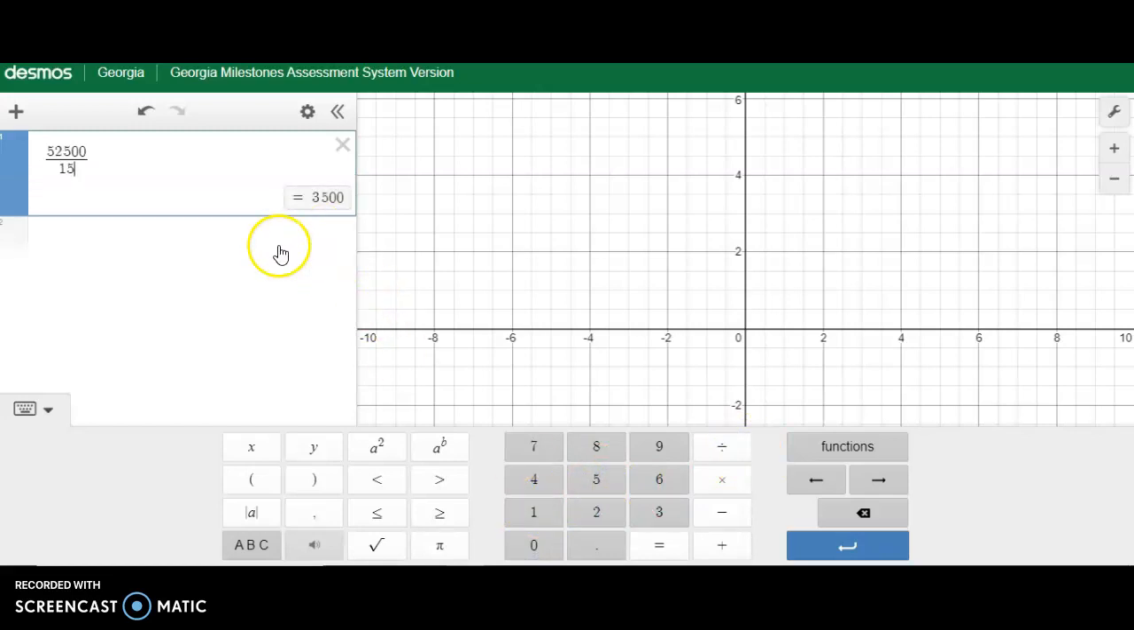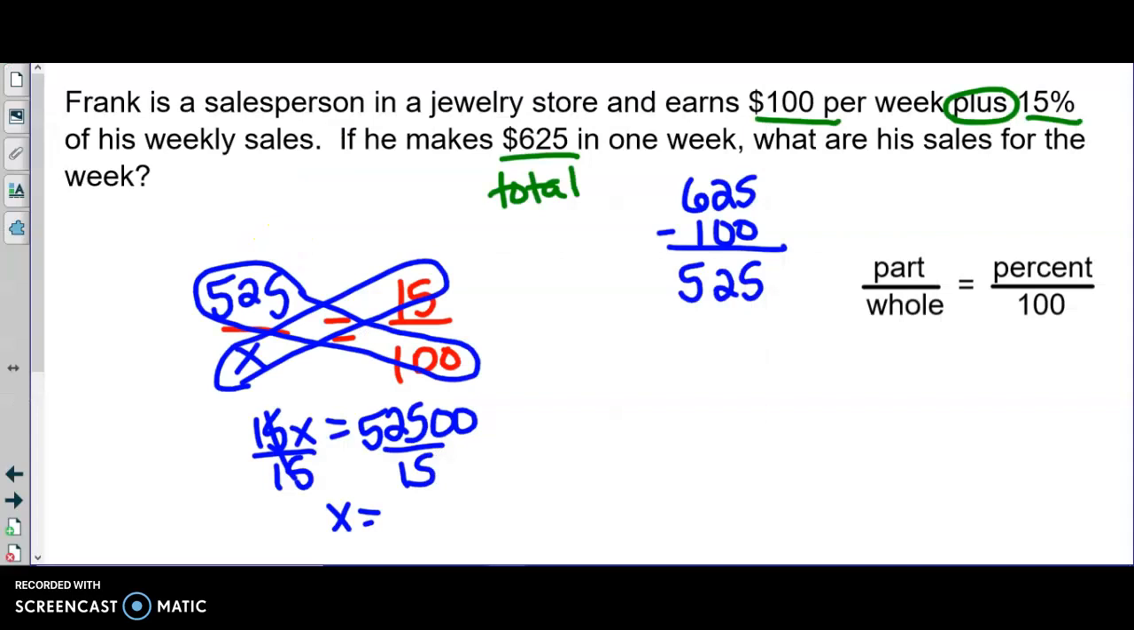And that means that he ended up selling $3,500 worth of jewelry. So what are his sales for the week? He sold a total of $3,500 of jewelry, which is how he got his commission.